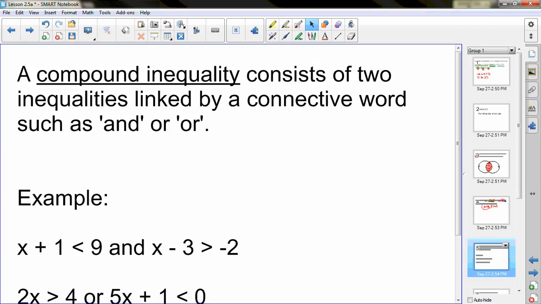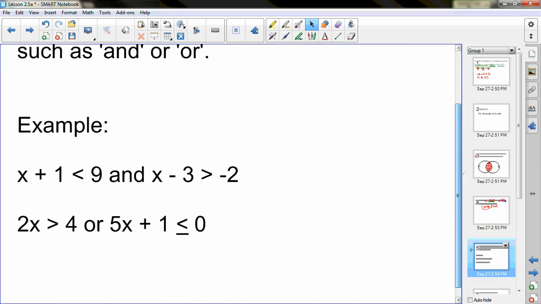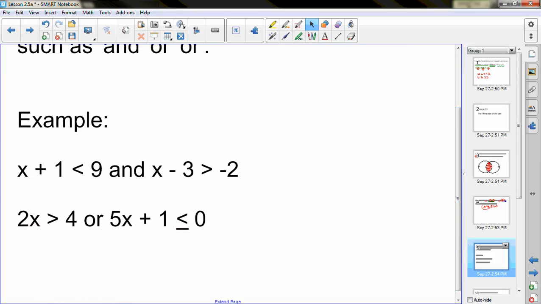Compound inequalities. A compound inequality consists of two inequalities. We've already talked about how to solve them and how to graph them, and they're linked by a word that's an "and" or an "or." Here's an example of an "and" and an "or." You can see that there are two inequalities, and this one is linked by an "and" and this other one is linked by an "or." In this section, part A, we're going to solve the ands, and part B, we're going to solve the ors.